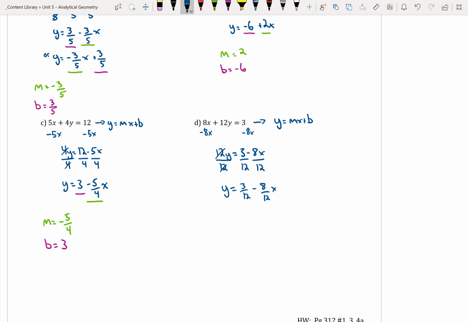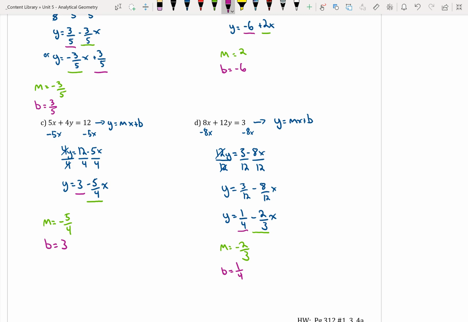Now I can simplify this. I can reduce some of these fractions. 3 over 12 reduces to 1 over 4, and 8 over 12 reduces to 2 over 3. Now, you don't have to reduce it, but it would make it easier when you're going to draw or graph your equation. So my slope is the multiplier, negative 2 over 3, and my b is my constant, 1 over 4. So that's rearranging standard form into your equation of a line.